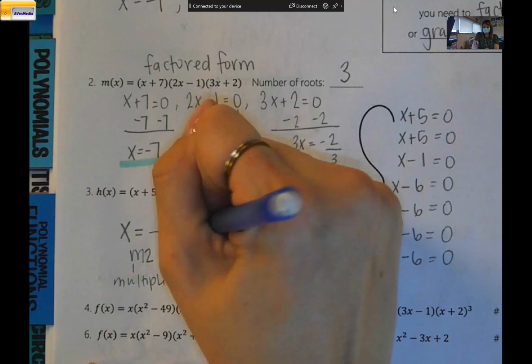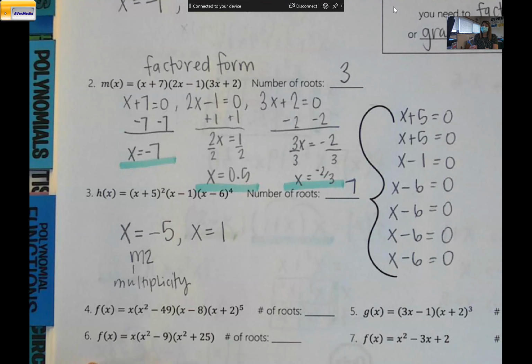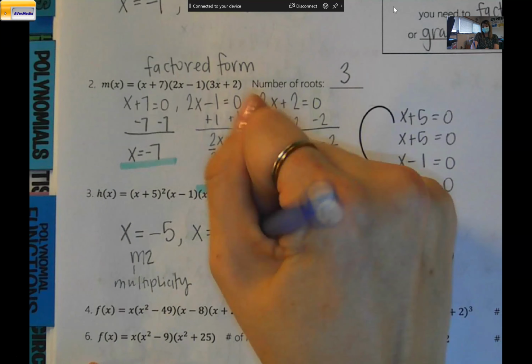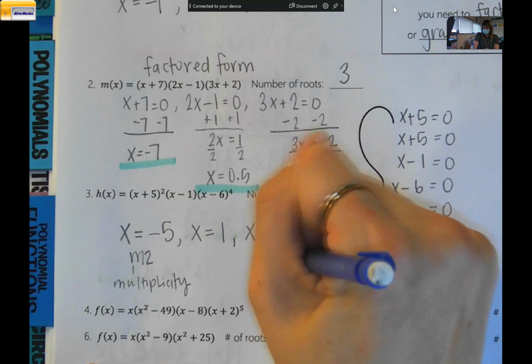My next solution would be x is 1. Do we have a multiplicity there? Nope. What's my last solution? X equals 6. What's your multiplicity? 4.